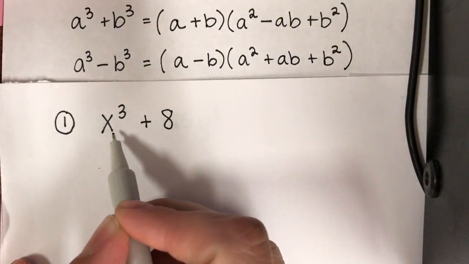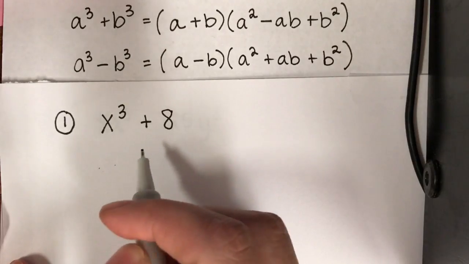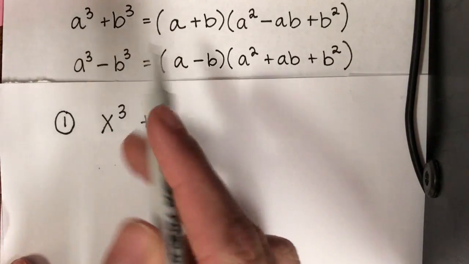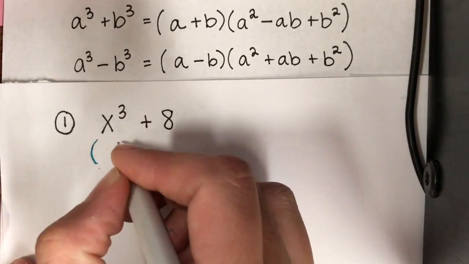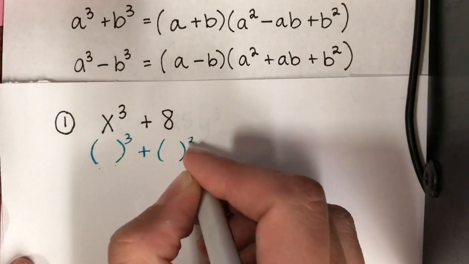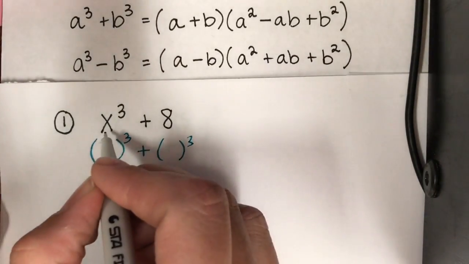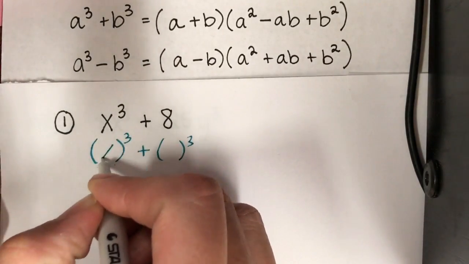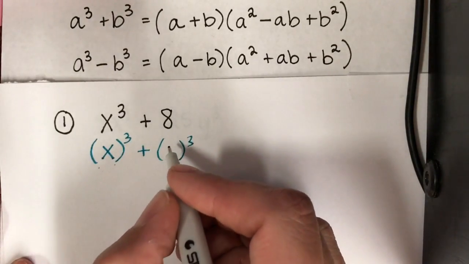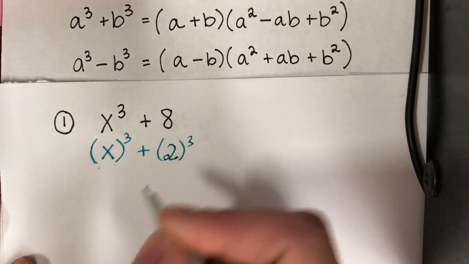So this is something cubed plus something cubed. Since we've got the plus, we know we're looking for something like this. I'm just going to draw my blanks: something cubed plus something cubed. Well, we know that x cubed is already there, so x. And in here, we know that 2 cubed makes 8.